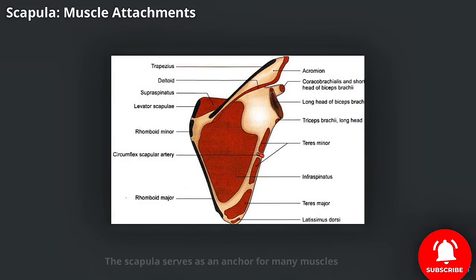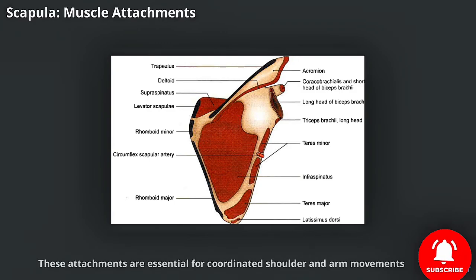Scapula serves as an anchor for many muscles. The subscapularis arises from the subscapular fossa, while the supraspinatus and infraspinatus originate from their respective fossae. The deltoid and trapezius attach to the spine and acromion, and the serratus anterior inserts along the medial border. These attachments are essential for coordinated shoulder and arm movements.